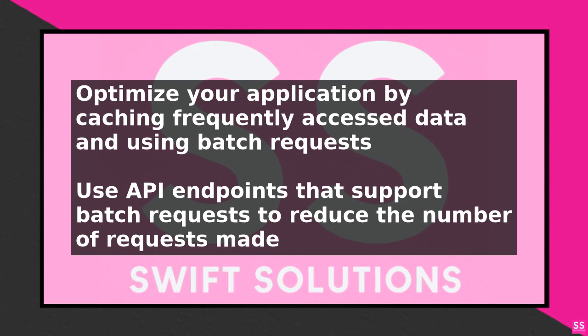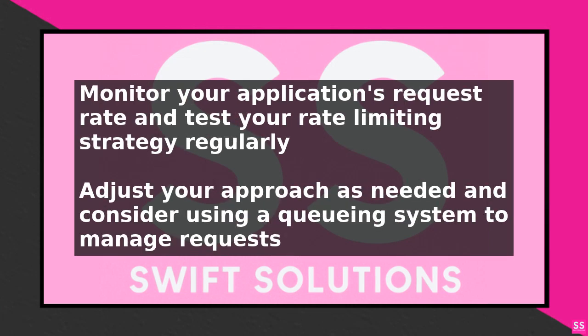To further optimize your application, consider caching frequently accessed data to reduce the number of requests made to the Bill.com API. You can also use API endpoints that support batch requests, which allow you to retrieve or update multiple objects in a single request. Best practices for handling Bill.com API rate limits include monitoring your application's request rate, testing your rate limiting strategy, and adjusting your approach as needed.